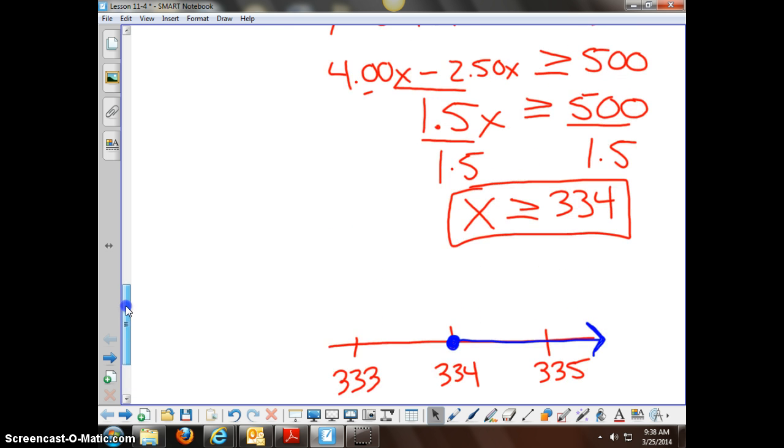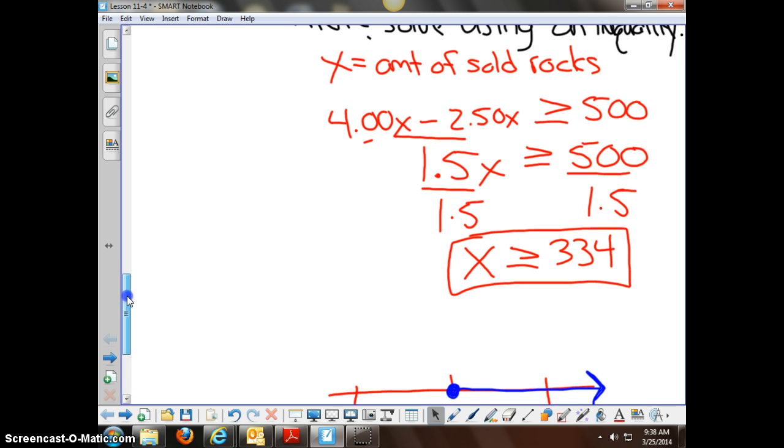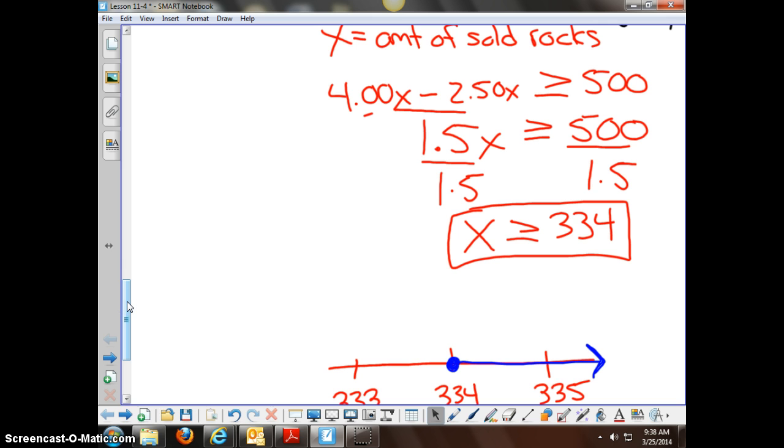Okay? Smart people check their work. So should 334 work in your problem? Yes. So 334, go ahead and plug it in. When you plug in 334 for both x's in the original, is it greater than or equal to 500?